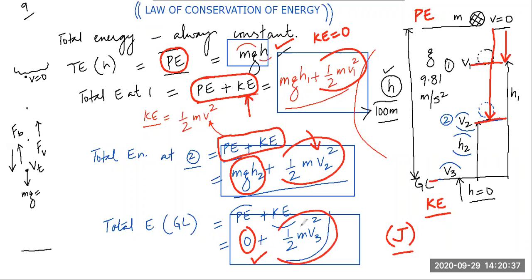Half mv3 square. So we can say that, students, in the next slide, as this body is moving down, let us say this is the ground level. Here total energy of the body is potential energy, and there total energy of the body is kinetic energy because h is 0.